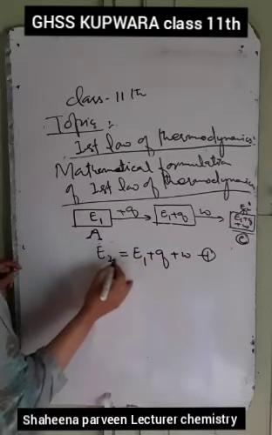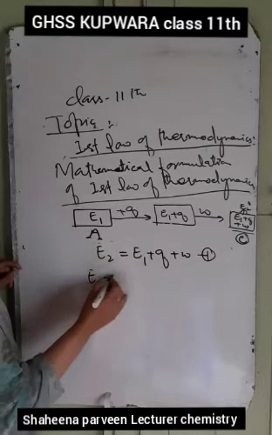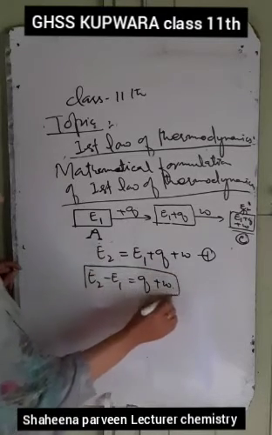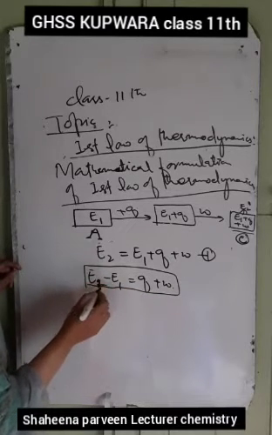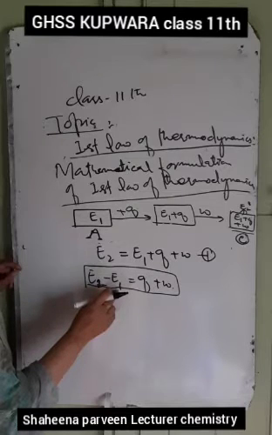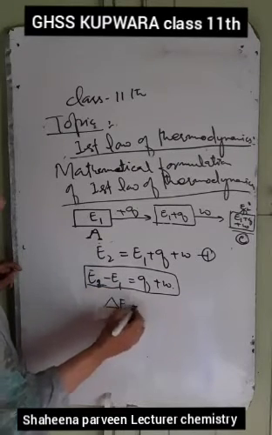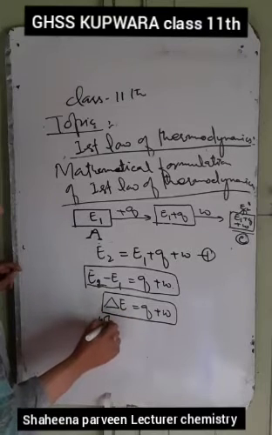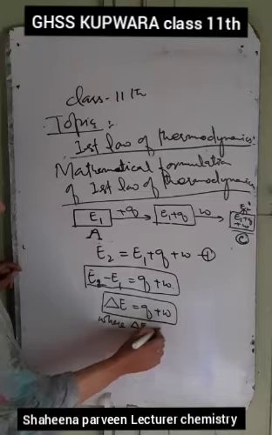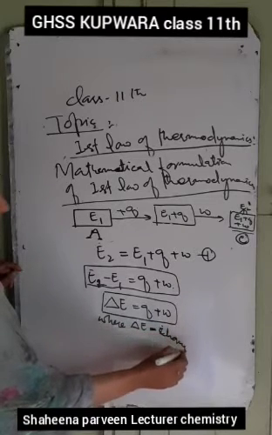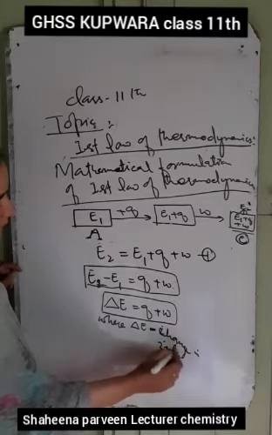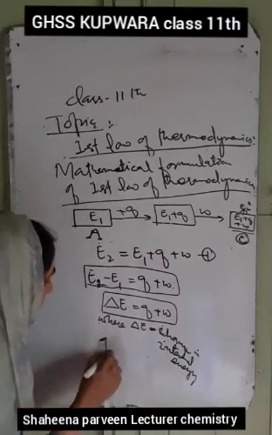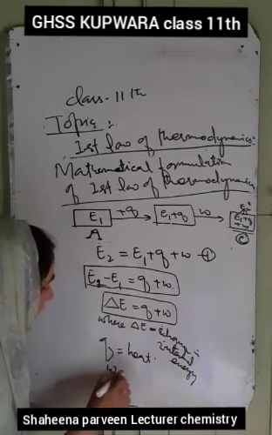अब हम क्या करेंगे, E1 को यहाँ लाएंगे, so it becomes E2 minus E1 is equal to Q plus W. What is this? E2 minus E1 is the internal energy change, that is internal energy of the final state minus internal energy of the initial state, that is given as del E is equal to Q plus W, where del E is the change in internal energy, Q is the heat and W is the work.